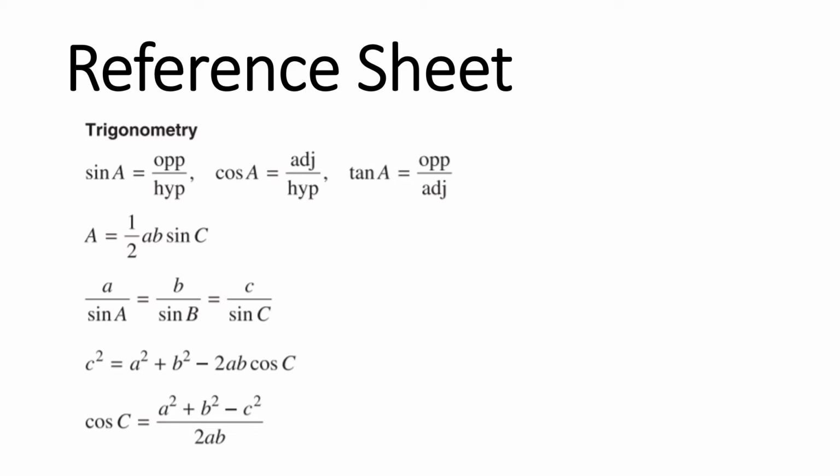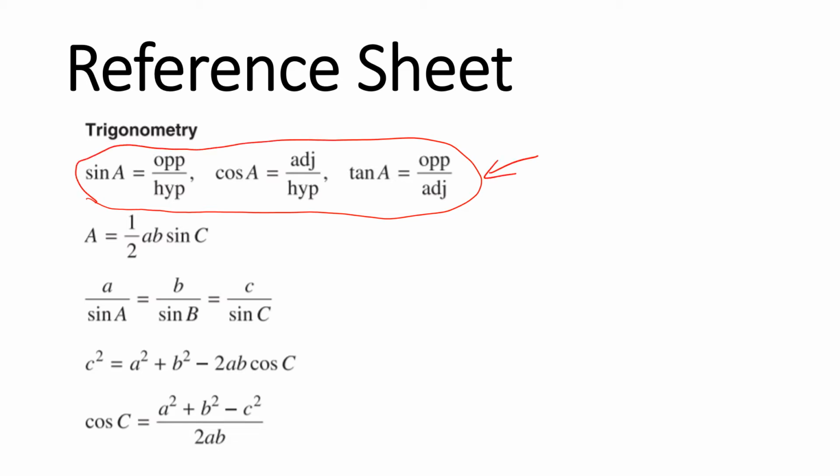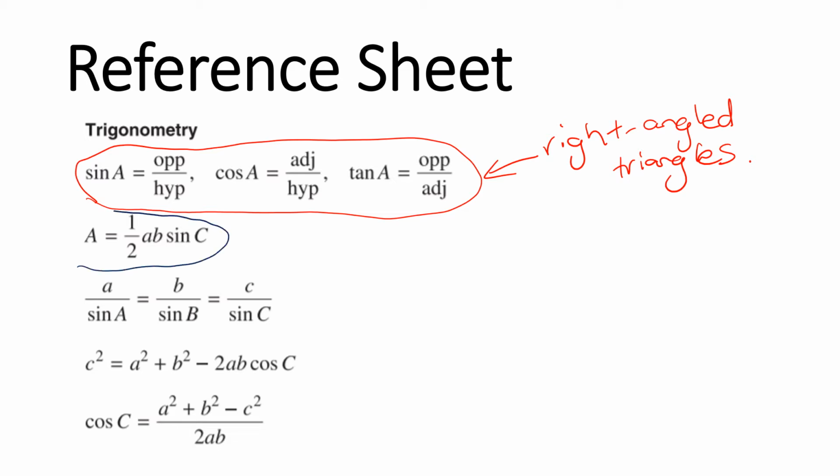Here is a snip from the reference sheet. On your reference sheet, under trigonometry, you have these different formulas given to you. The first one up the top, these ones have to do with right-angled triangles. The rest of the formulas all have to do with non-right-angled triangles. The first one is the area of a non-right-angled triangle.